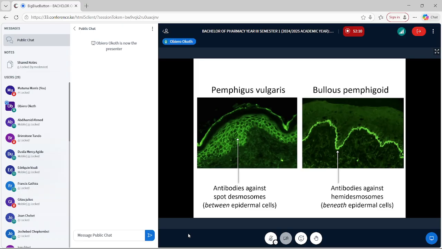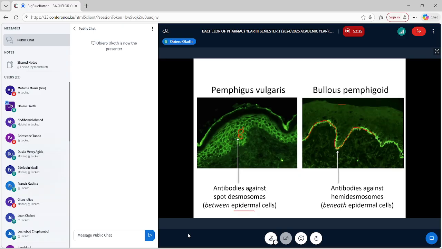This is what we are seeing. When you look under this fluorescent microscope, you see the antibodies are around the keratinocytes. These are intraepidermal, between the epidermal cells. Here, the antibodies are beneath the epidermis. This is the epidermis, and then just beneath the epidermis, you get the antibodies.